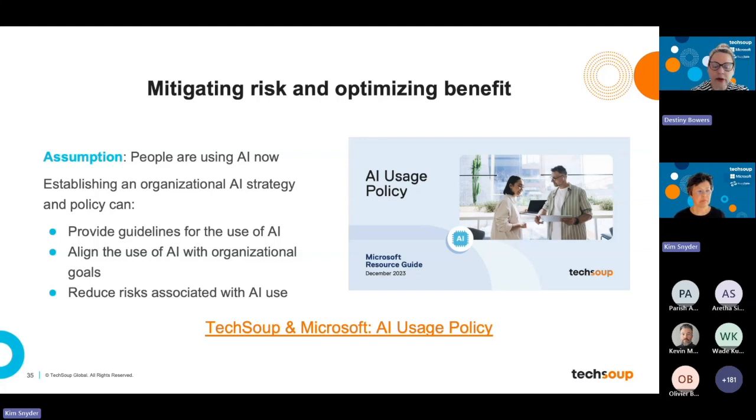And so here we have the TechSoup and Microsoft AI use policy template, which will hopefully be plopped into the chat for you to grab that link. This will help folks who are using 365 to start on your usage and policy journey, to provide some of those guidelines and help you align the use with your organization. And thank you, Kim, for dropping that in so everyone can grab the link from the chat, and that can help you start your AI policy development.